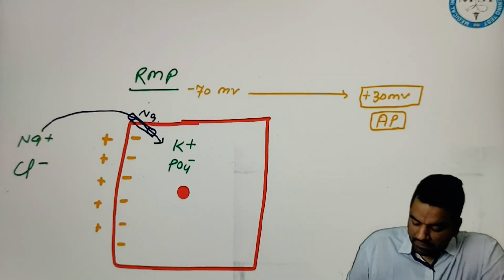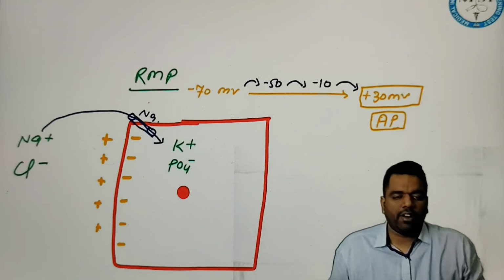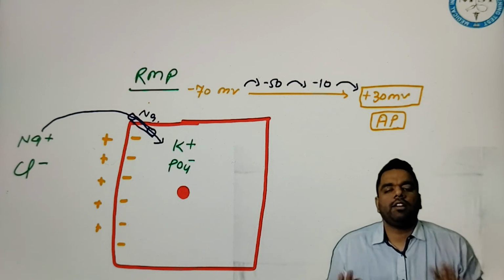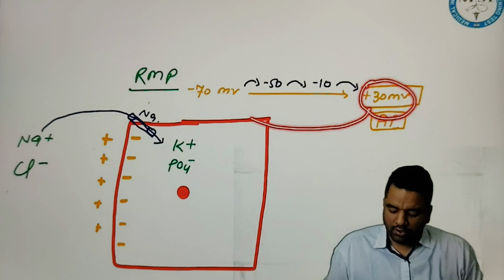So what will happen? From minus 70, it will become minus 50. More sodium will come, minus 10, more sodium will come, plus 30, and once it becomes plus 30, it produces enough action potential. Once it produces enough action potential, what will happen, guys? This channel will be closed. Once this channel is closed, the cell has done its electricity part. Now the cell again wants to go into the resting condition. Resting condition means it wants to go from plus 30 to minus 70.